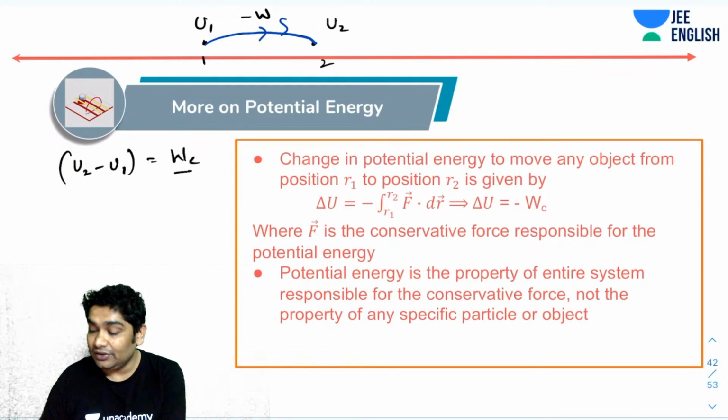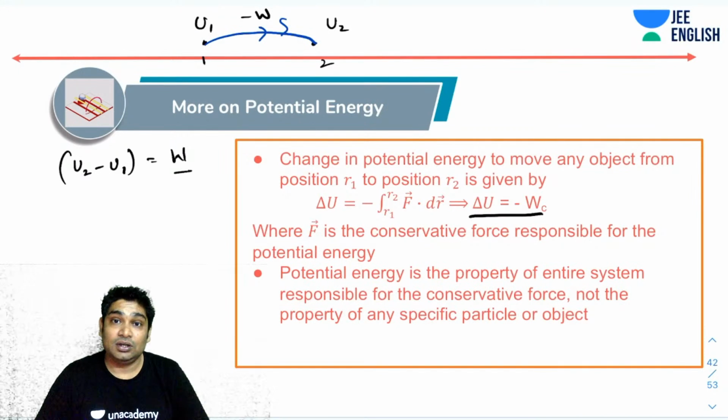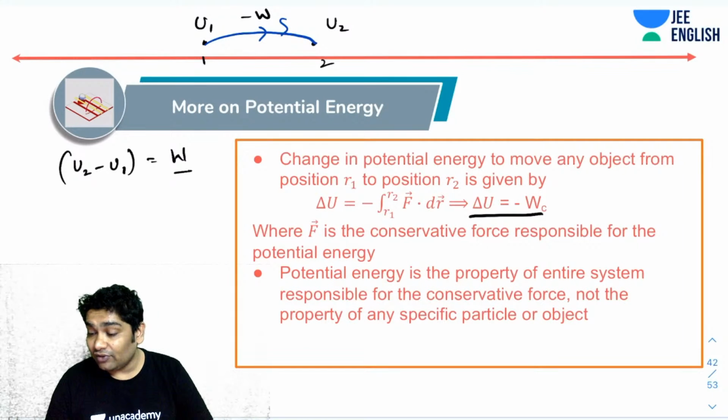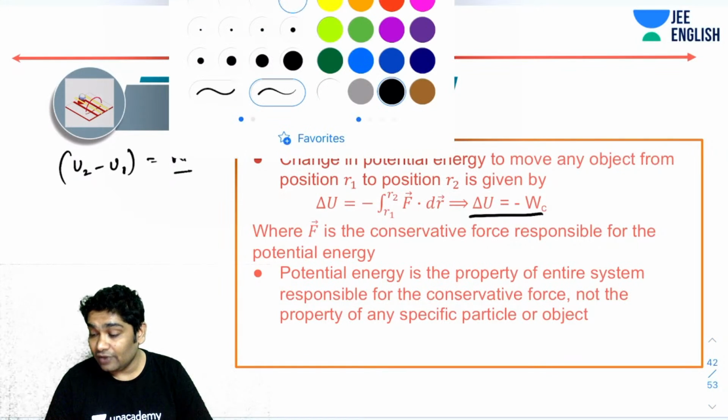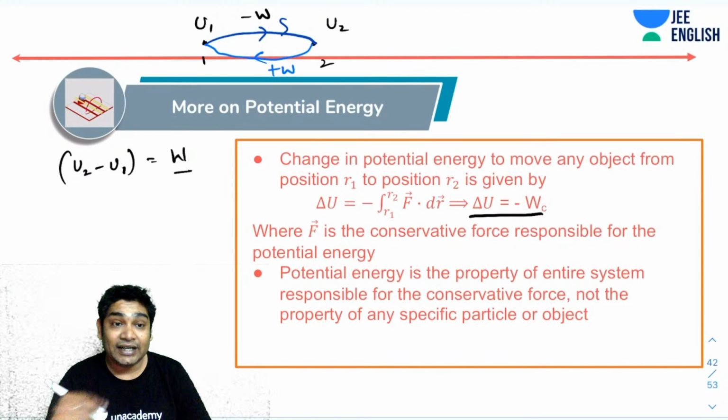Minus W, then you would have had this. So in general, you can say that delta U is minus times work done by a conservative force. Whatever negative work a conservative force does, that is the change in potential energy that you see. If you would have gone the other way, the conservative force would have done plus W, then you would have seen the potential energy decrease.